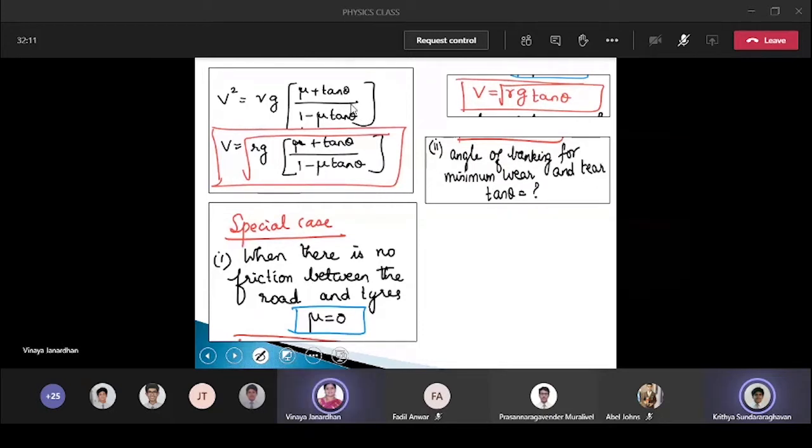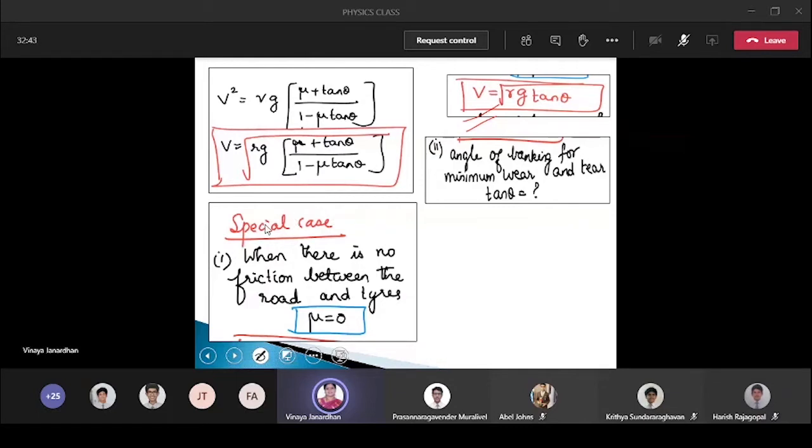Then, when there is no friction, what happens to the wear and tear of the tire? There cannot be a condition where mu is 0. Always there will be some amount of friction, but we are just considering the friction is negligible, which means mu is approximately equal to 0. There will be no wear and tear, right? If friction is not there, then the wear and tear of the tires will not be there.